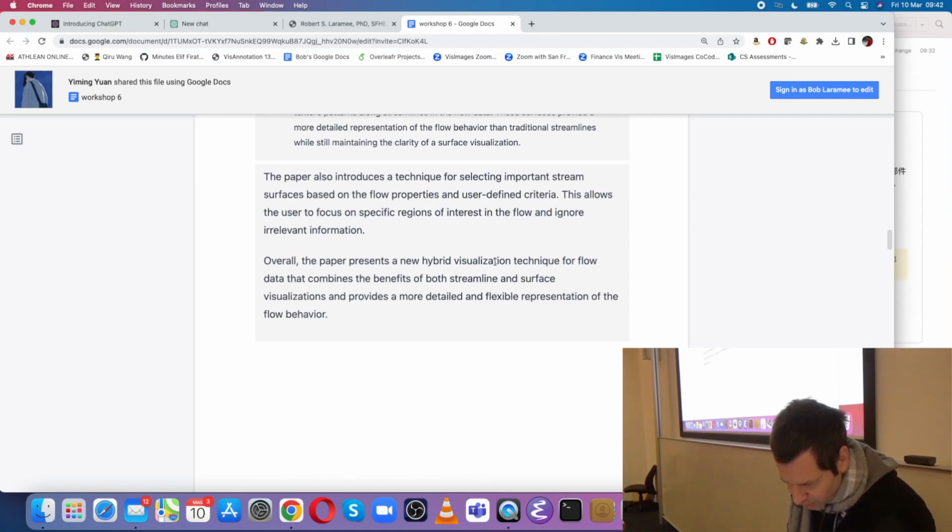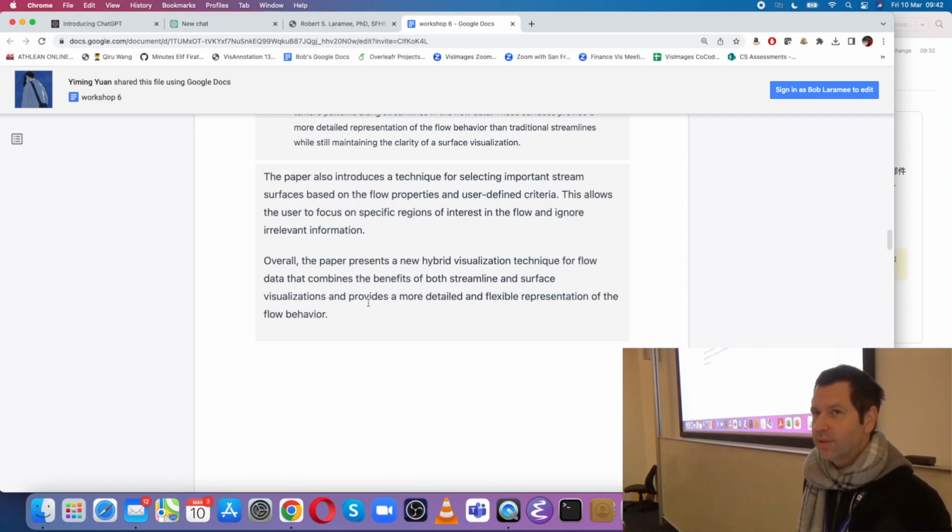A new hybrid visualization that combines the benefits. Okay, so it's repeating itself. So it's almost correct again. This is almost a correct summary of the concept.